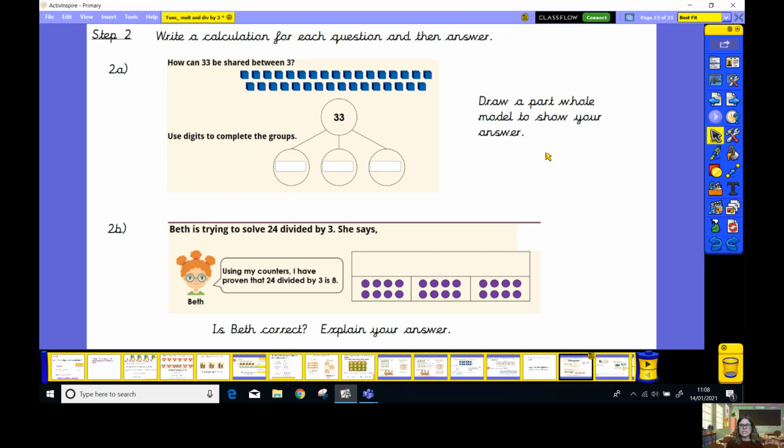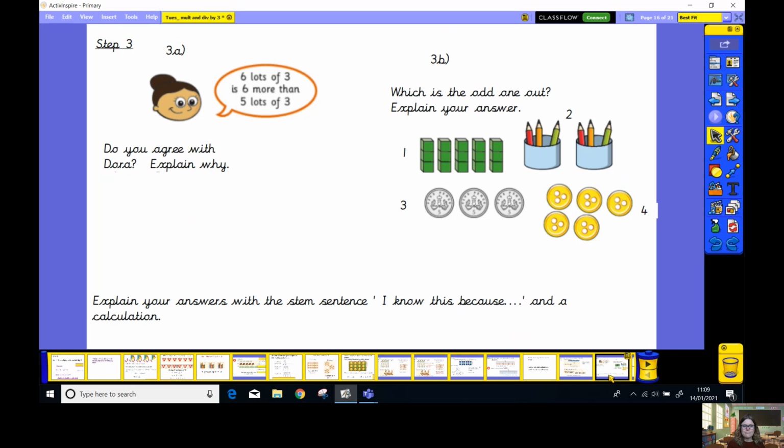Here on question 2A, you're going to need to draw a part whole model. And letter B, you're going to have to draw a bar model to show this. You don't have to draw the dots in, you could actually put digits in, but you are going to need to explain your answer because remember it is a word problem. Step 3. You are going to answer this question, do you agree with Dora and why? Again, it's going to need a sentence and you will need to use the stem sentence, I know this because, and you will show a calculation in your answer. And this one here, which one is the odd one out and why?